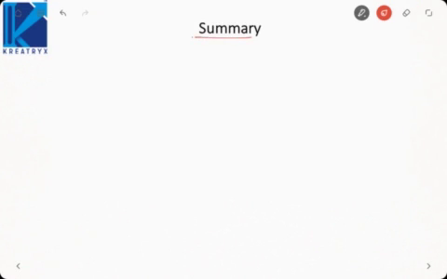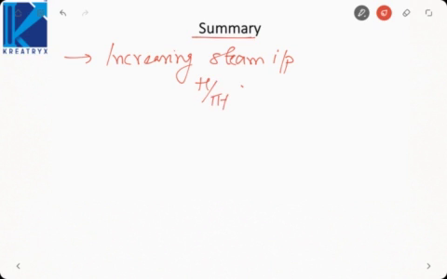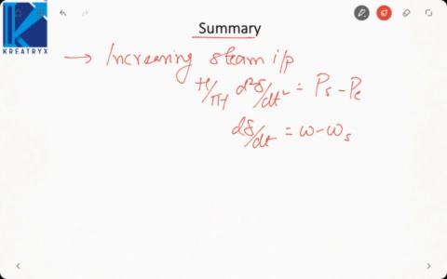So let us summarize what we covered in this lecture. We saw two cases: increasing steam input. There I explained how the rotor oscillates. We made use of two equations. One was the swing equation and the other equation was d delta by dt is equal to omega minus omega s. And we saw that here we can find the Ps1, which meant how much the shaft power can be increased suddenly without losing stability.